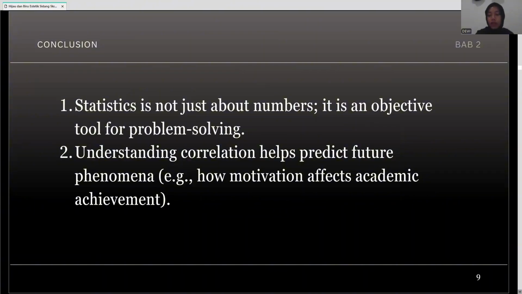Conclusion. In conclusion, statistics is not just about numbers but an objective tool for solving problems. Understanding correlation helps researchers predict relationships, for example, how motivation affects academic achievement. Okay, maybe the next chapter by my friends.